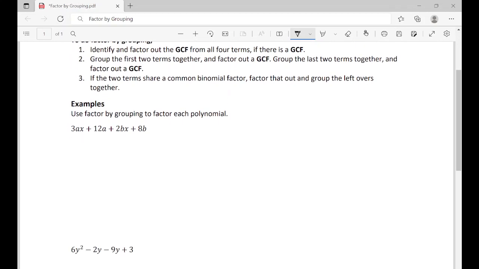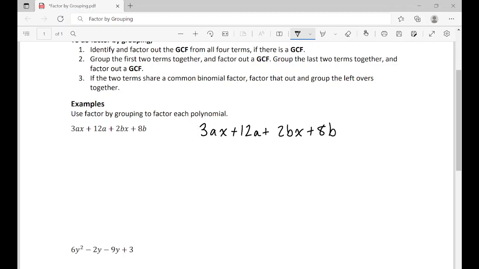So first thing we have here is we're going to use factor by grouping for 3ax plus 12a plus 2bx plus 8b. So 3ax plus 12a plus 2bx plus 8b. Now I look at this and I see that there is no GCF in common. Not everything has an x, an a, a b, and 8, 2, 12, and 3 have nothing in common.